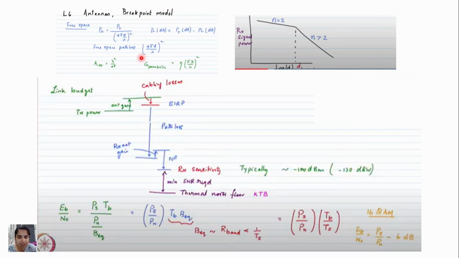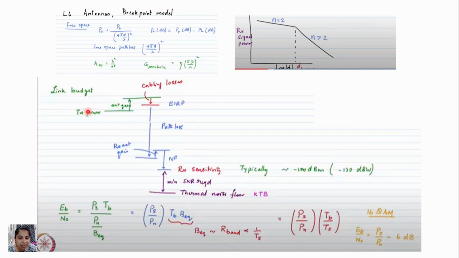And then in general, the gain of a parabolic antenna and these things, and the breakpoint model. Why did the breakpoint model come into existence? You have a situation wherein up to some distance you take the path loss exponent n equal to 2, and after that you want to consider a path loss wherein the path loss exponent n is greater than 2. Then comes the breakpoint model. So these were the different things considering the path loss.